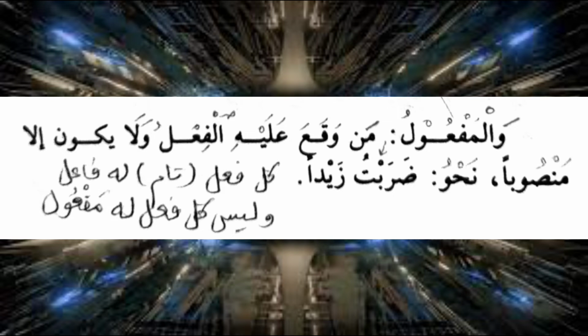وَالْمَفْعُولُ, and the maf'ul, the done. مَنْ وَقَعَ عَلَيْهِ الْفِعْلُ, is whomever upon him fell the act. So that's different from fa'il. Maf'ul, the done one, is the one upon whom the act fell. وَلَا يَكُونُ إِلَّا مَنْصُوبًا, and that would not be but mansub, approximately accusative. And what's meant by maf'ul here is what we would say direct object.